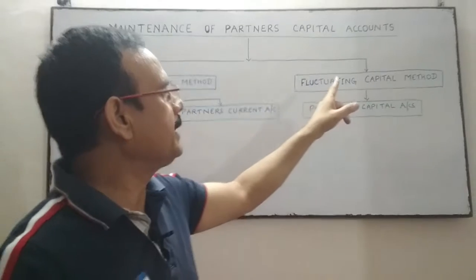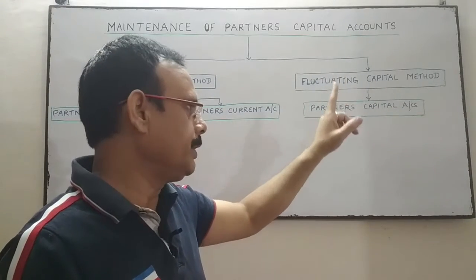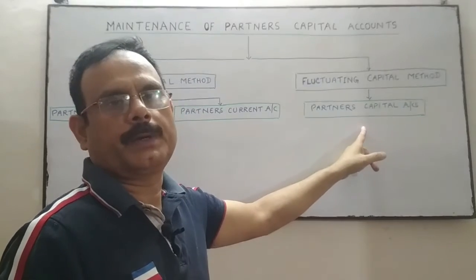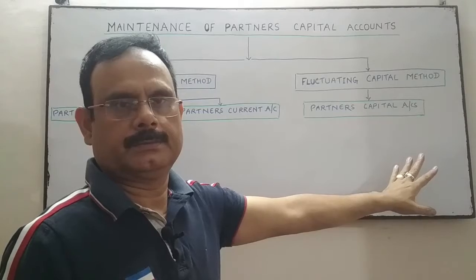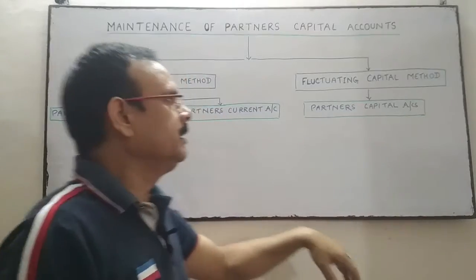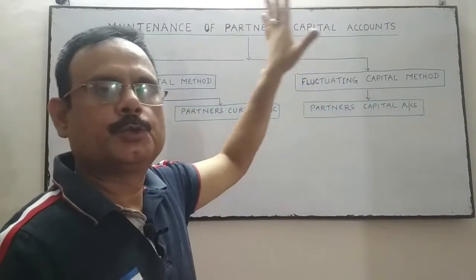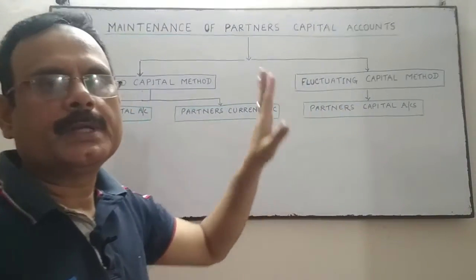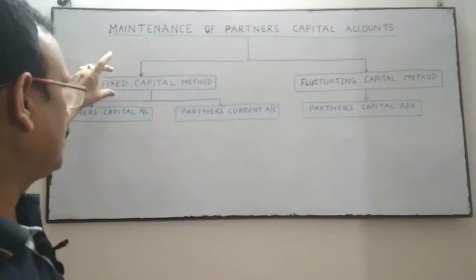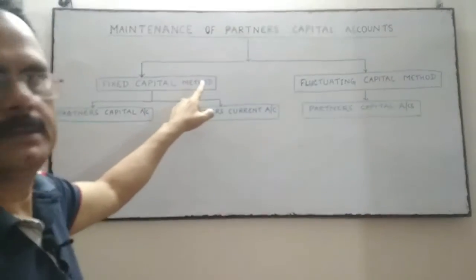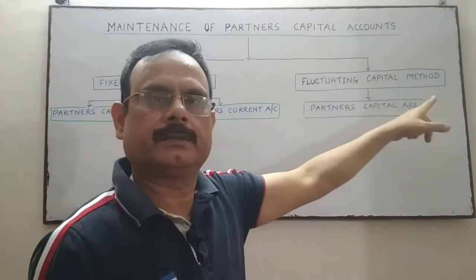But when we are maintaining the capital as per the fluctuating capital method, then only one account will be operated, that is partners capital account. So once again, maintenance of partners capital account. There are two methods through which the partners capital can be maintained. One method is called fixed capital method. Another method is called fluctuating capital method.